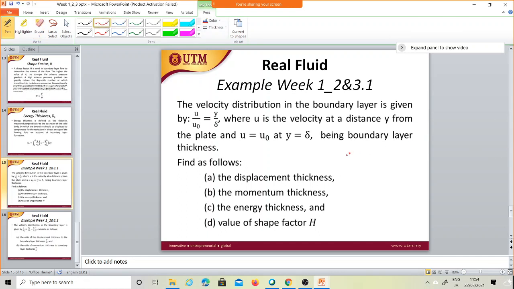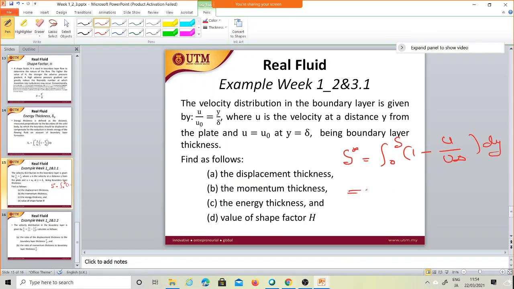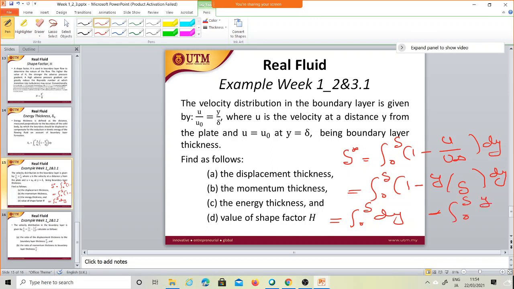Your delta star will be the integral from 0 to delta of 1 minus u by u infinity dy. Now what you need to do is substitute this value, y by delta, and then dy. Then you just integrate. If you have difficulties integrating directly, you can split it like this, integral of dy minus integral from 0 to delta of y by delta dy, right? So then you just integrate this one.